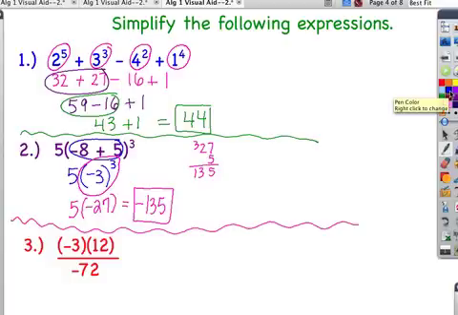Number 3. When it's written as a fraction like this, we simplify the numerator, simplify the denominator, and then divide. So I start by doing negative 3 times 12, which is negative 36, divided by negative 72. A negative divided by a negative, since they're the same sign, gives me a positive answer, and I can reduce 36 over 72 by dividing both the numerator and the denominator by 36, and I get positive 1/2.